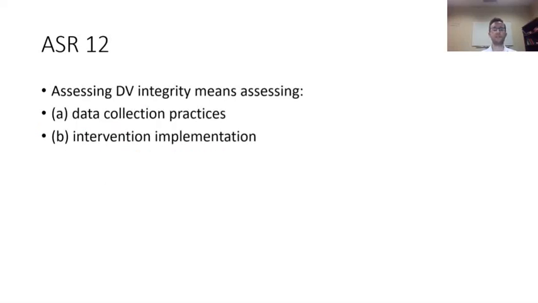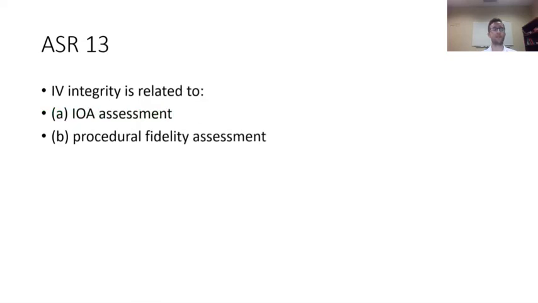ASR 12. Assessing dependent variable integrity means assessing A, data collection practices, or B, intervention implementation. A couple more seconds. All right, I'll close the poll. And the answer is A, data collection practices. ASR 13. IV integrity is related to A, IOA assessment, or B, procedural fidelity assessment.